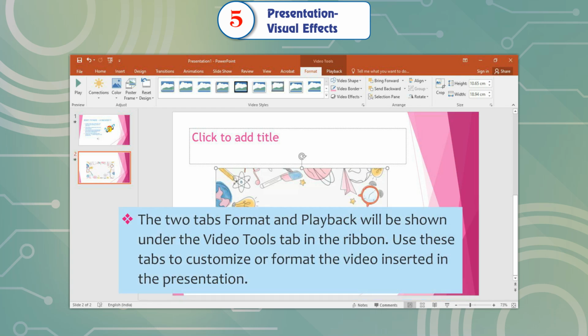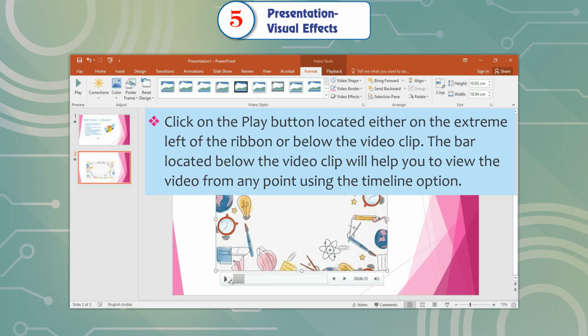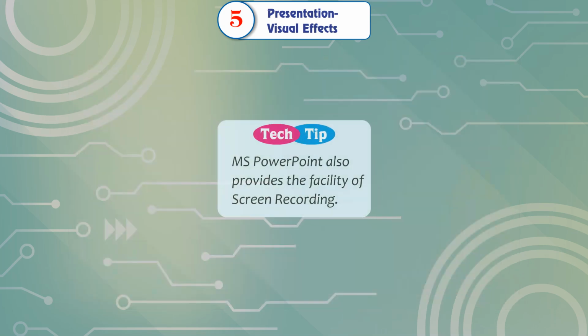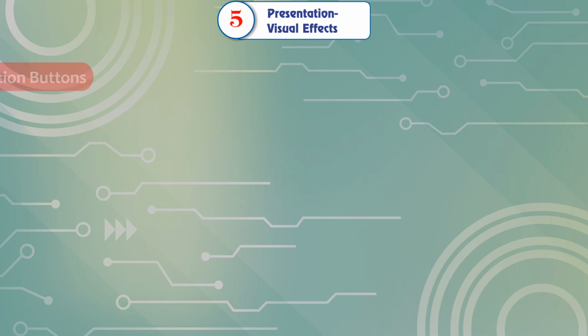The two tabs, Format and Playback, will be shown under the Video Tools tab in the ribbon. Use these tabs to customize or format the video inserted in the presentation. Click on the Play button located either on the extreme left of the ribbon or below the video clip. The bar located below the video clip will help you to view the video from any point using the timeline option. Tech tip: MS PowerPoint also provides the facility of screen recording.